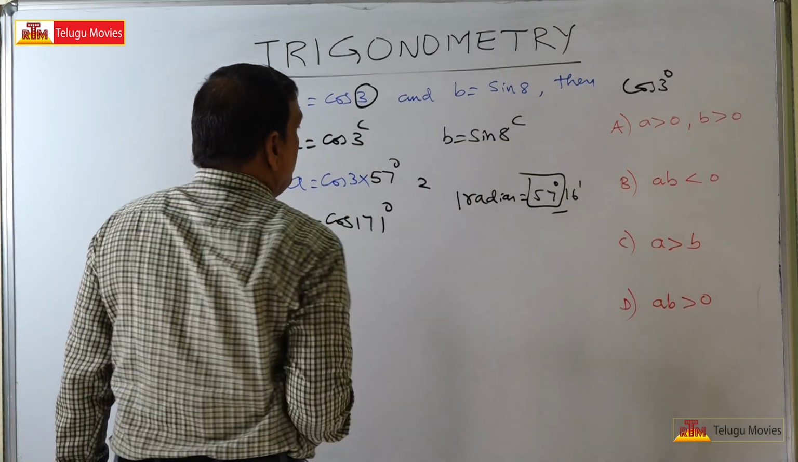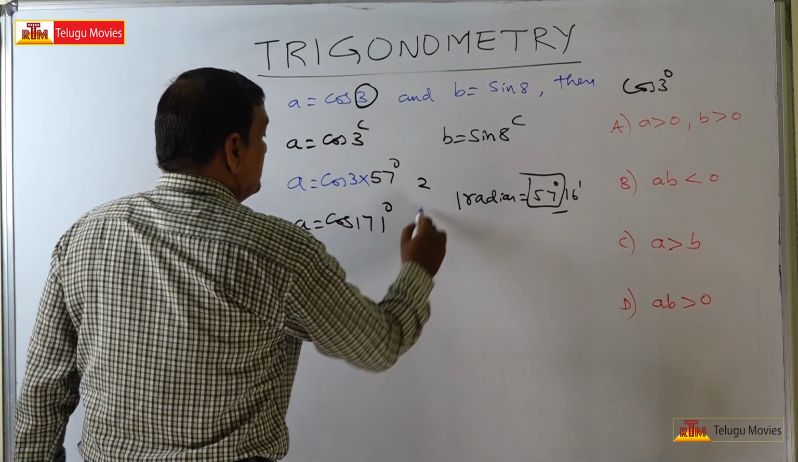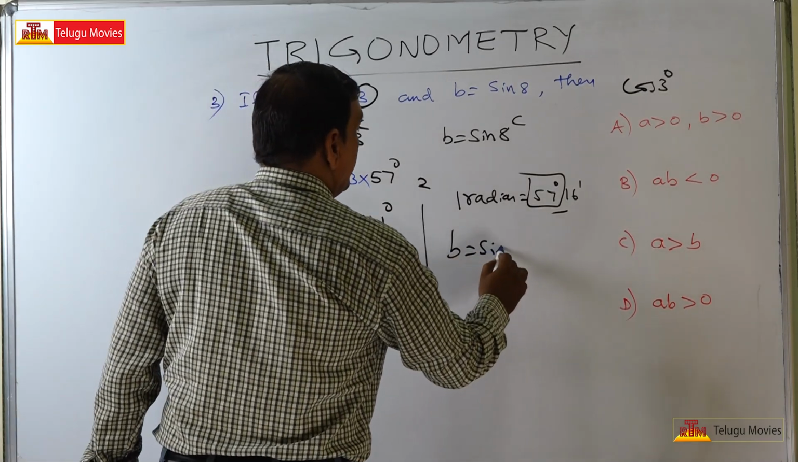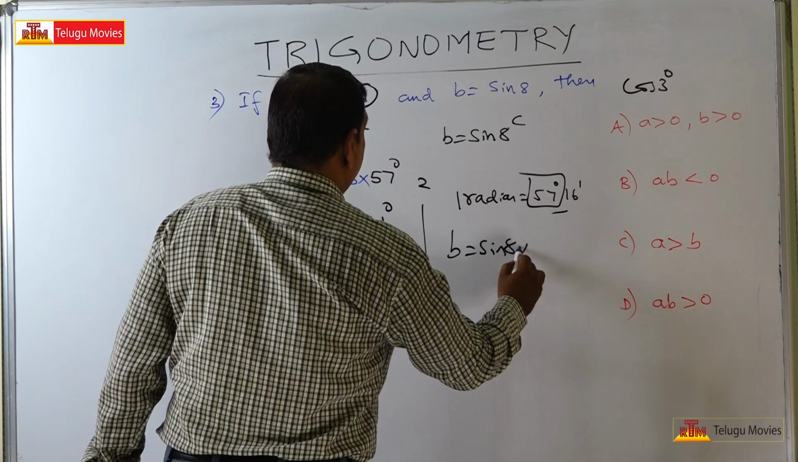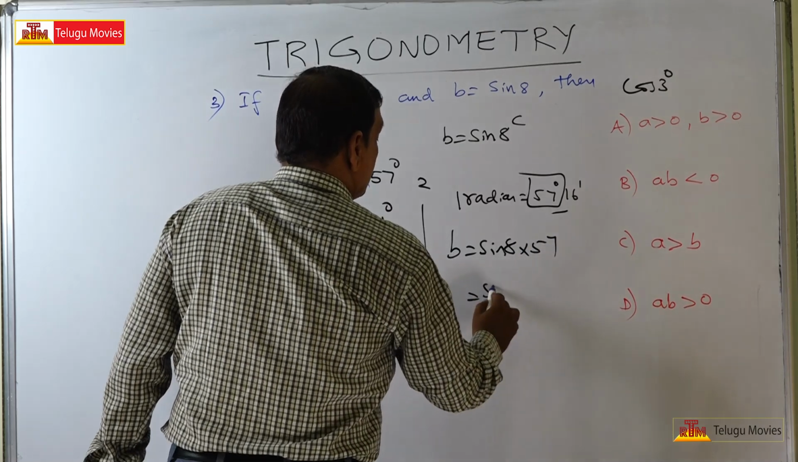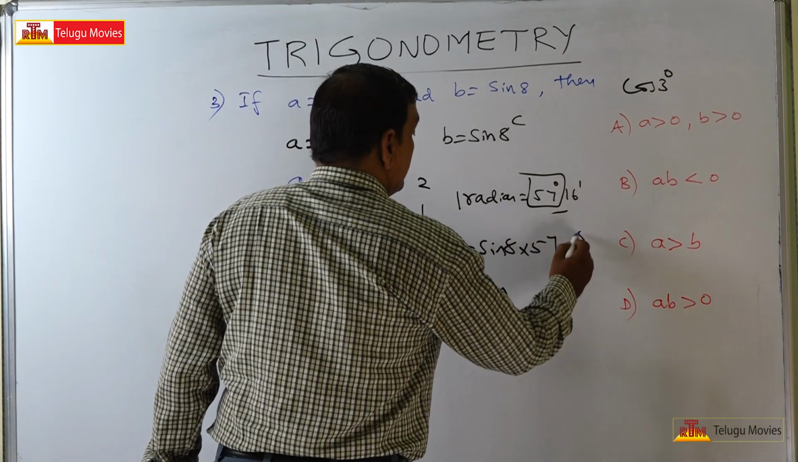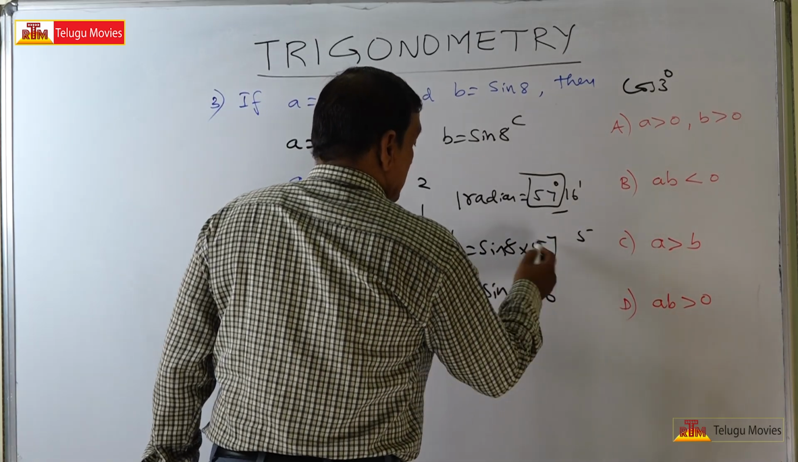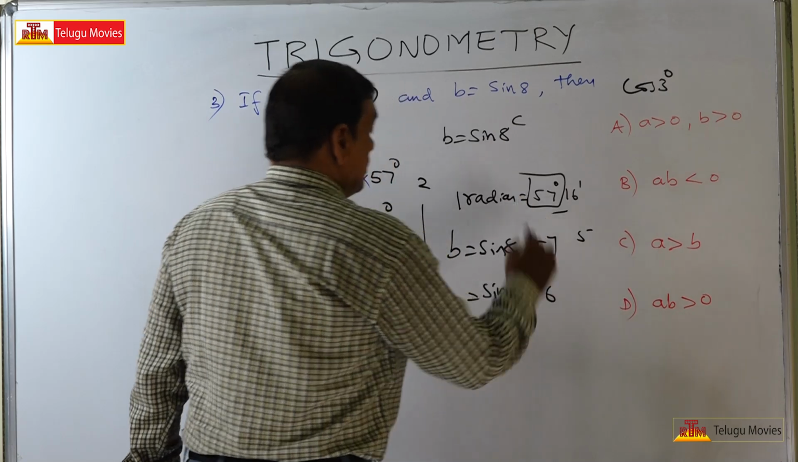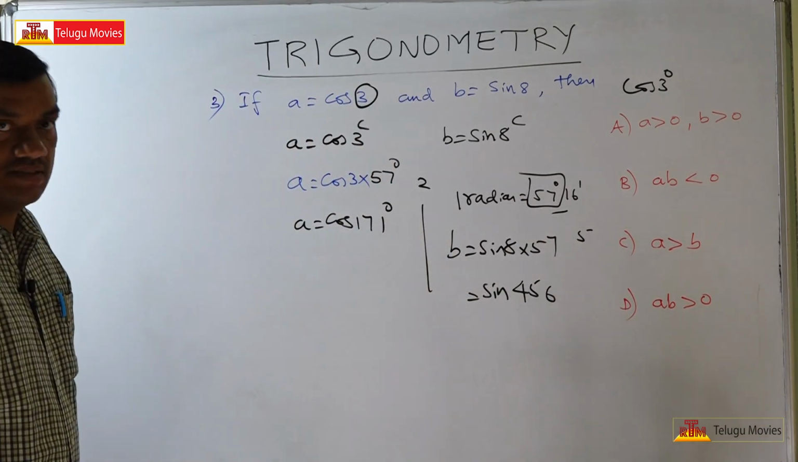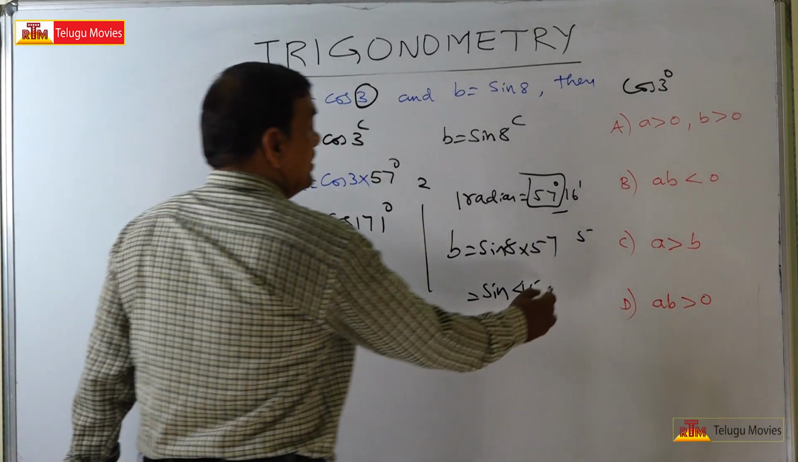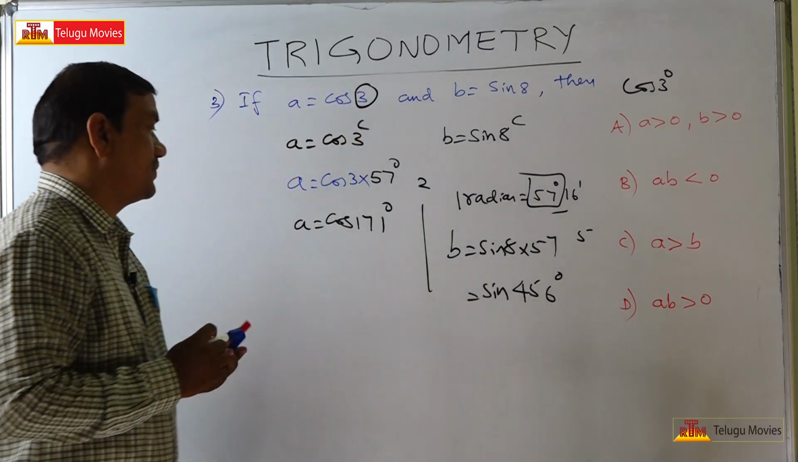Now, what about B? B is equal to sin 8 radians. That means 8 into 57, so sin of 8 into 57. 8 sevens are 56, and so on, giving 456 degrees. 456 degrees.